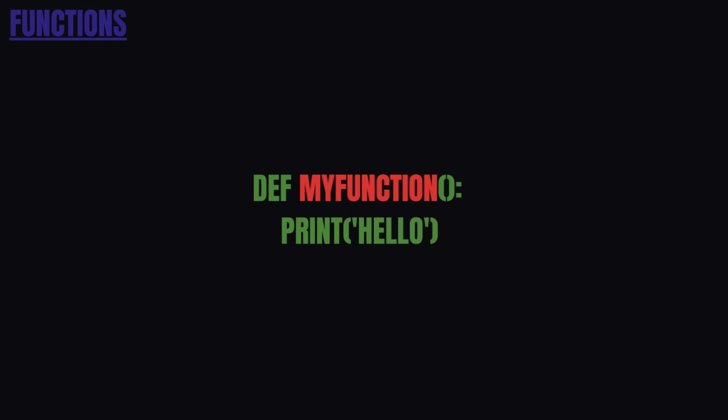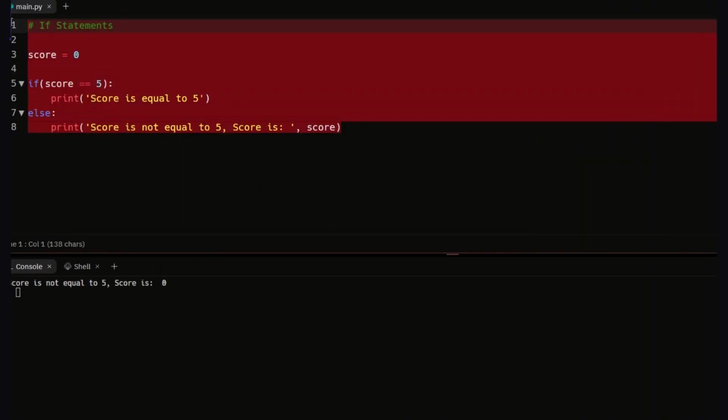This is like naming a variable. In this case, I have used the name my function. After the function name, put an open and closed round bracket. Then a colon at the end. Then on the next line, write the code for your function. It should be indented.